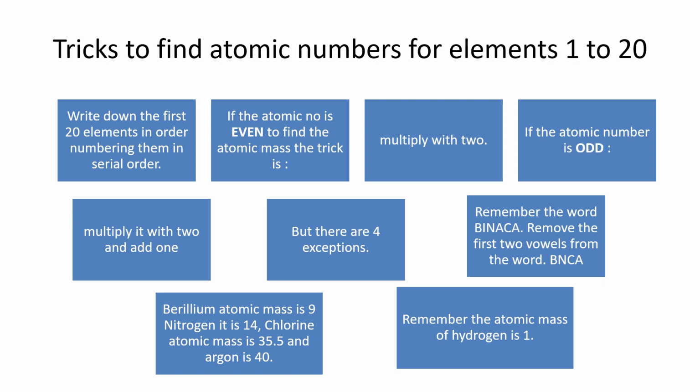Beryllium, the atomic mass is 9. Nitrogen, the atomic mass is 14. Chlorine, the atomic mass is 35.5 and argon is 40. Remember the atomic mass of hydrogen is 1.